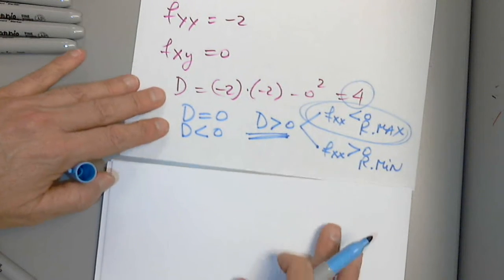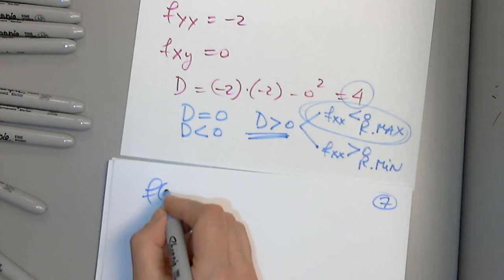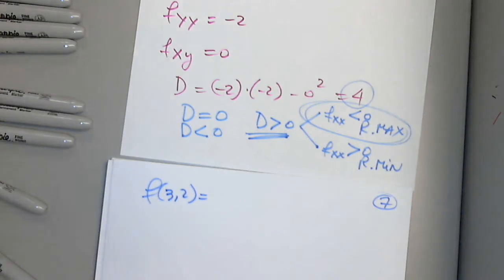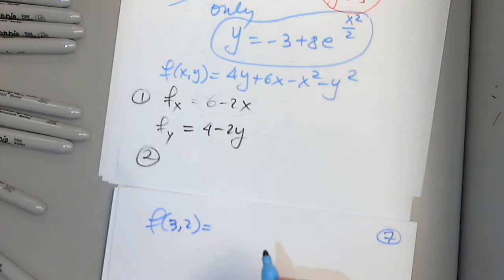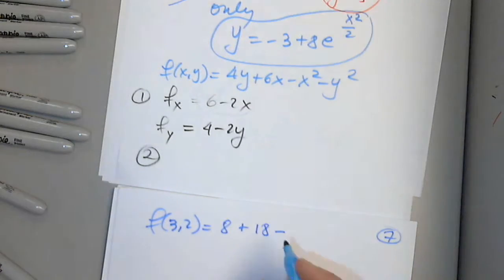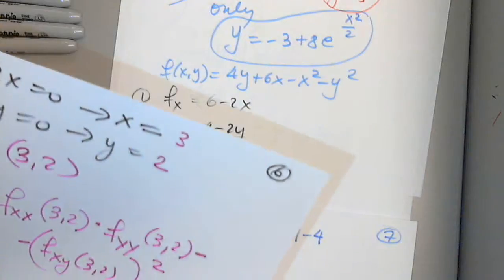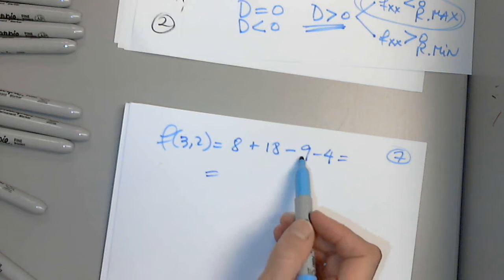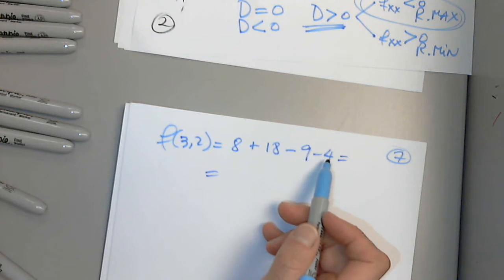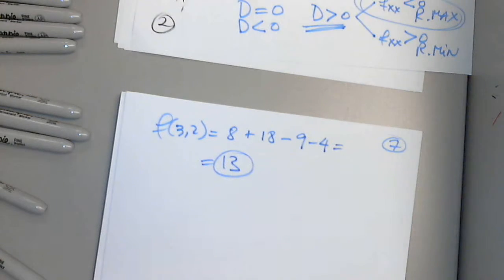And if we're asked to find the relative max, then we will find f of 3 comma 2. We go back to the original function, and we replace x by 3 and y by 2. So 2 times 4 is 8, plus 3 times 6, 18, minus 9 and minus 4. So this is -1, so 17. 17 minus 4 is 13. So this is the relative max. Any questions?